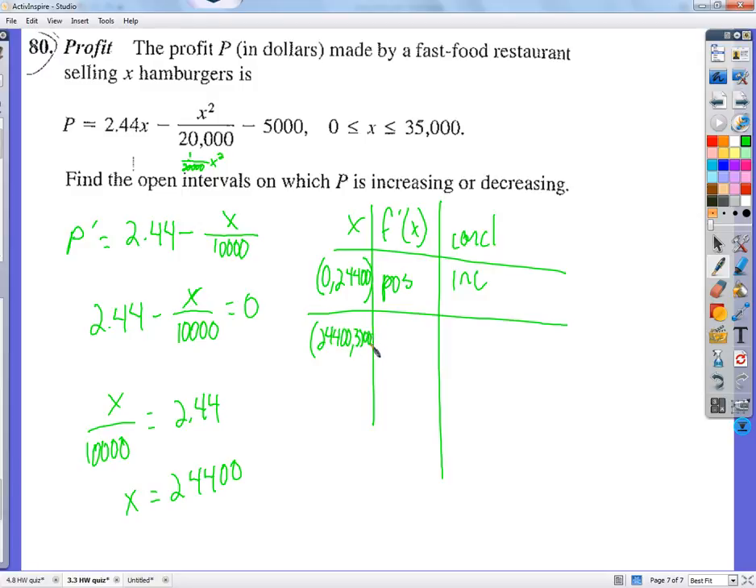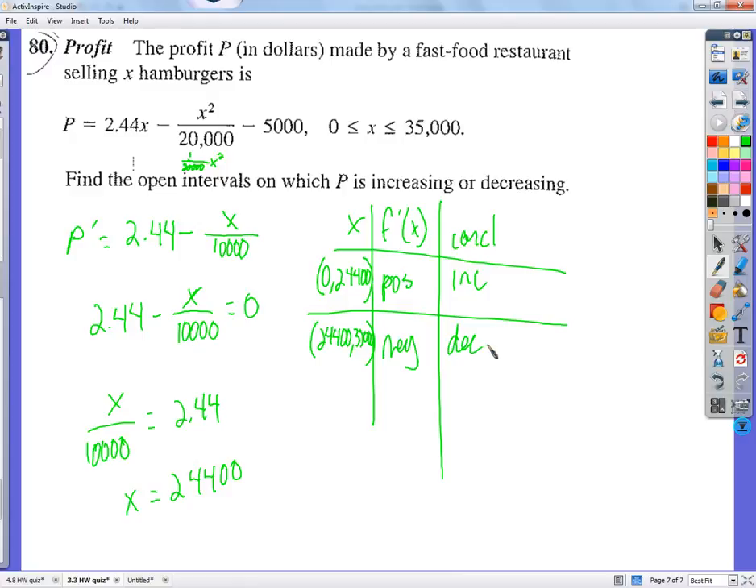You can't assume it's negative. I mean, we know it's going to be like a parabola. How about we do 10,000? No, that's to the left of 24,400. If we do 30,000, we'll come out with a 3. That would be helpful. So 2.44 minus 3 is negative. So we get decreasing.